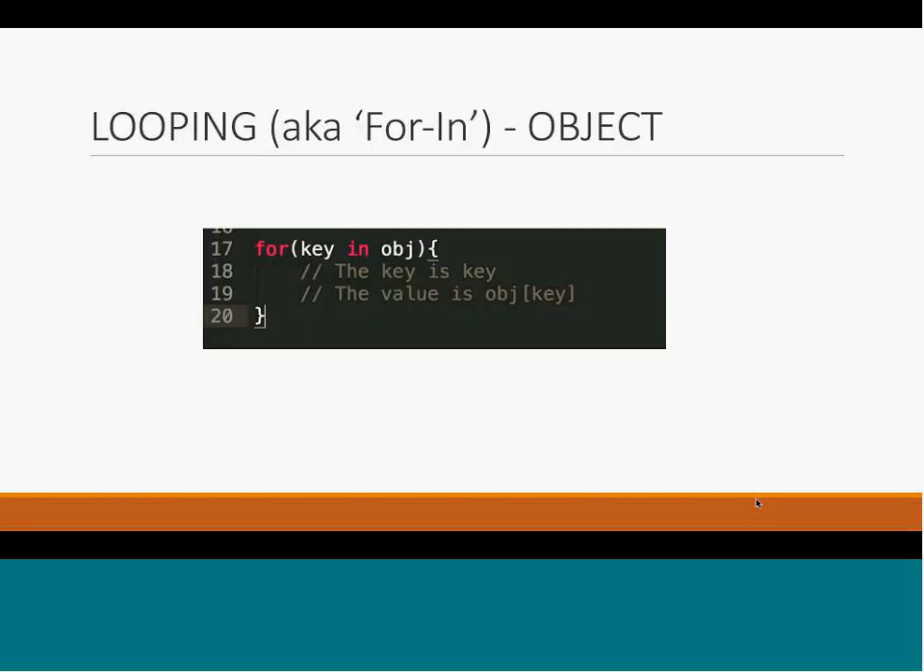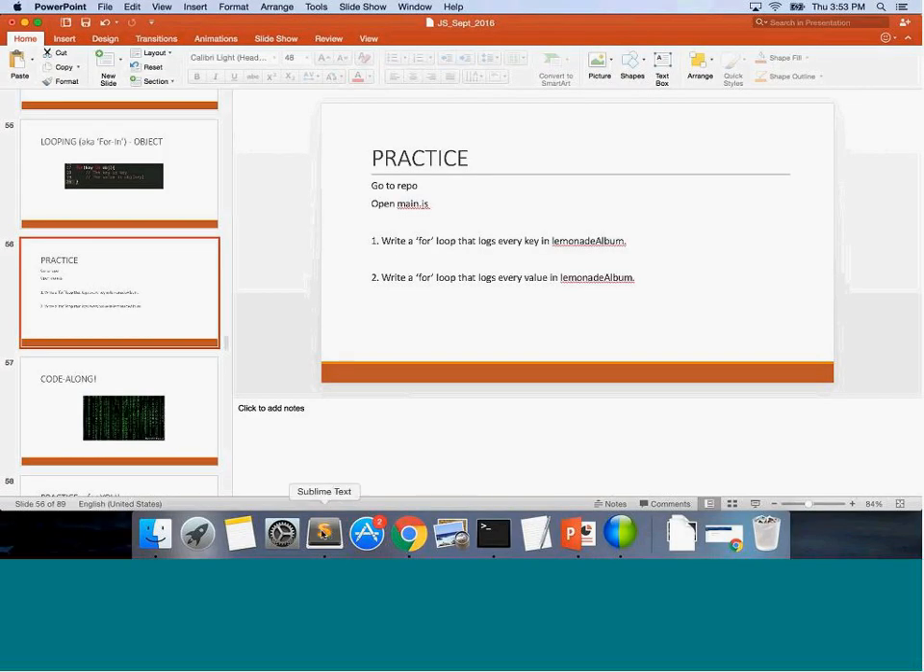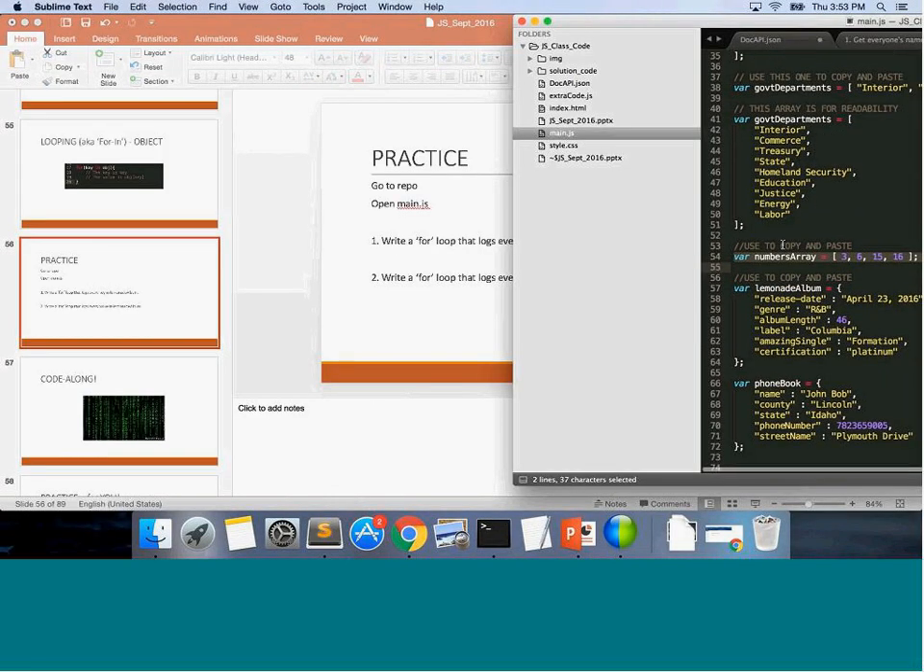So, we have looping also for objects, which is similar. So it's the for keyword, then print key in object in your square brackets. Key is the key, and the value is the object bracket key. So I'm going to show you how to do this. Again, in .js, you have a Lemonade album.